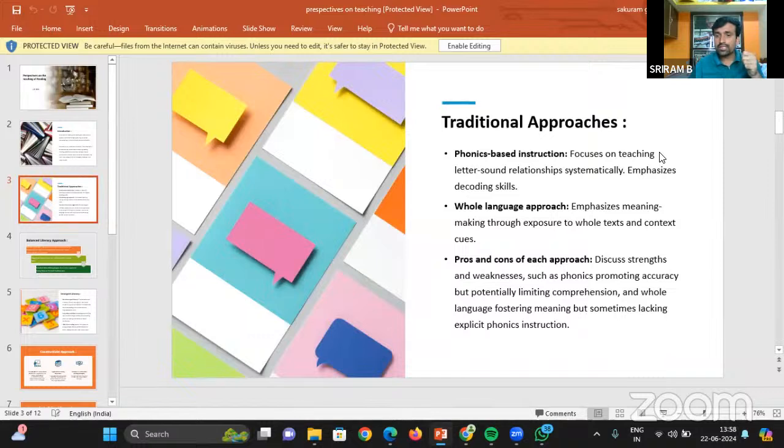Okay. So, focus on teaching. See, if I go in this way, it takes a lot of time, so I'll just quickly go through. Focus on teaching letter sound. Here, phonics-based instruction is based on the letter-sound relationship, systematically emphasizing decoding skills. What is decoding and encoding? Please tell me. Decoding and encoding. And who is the speaker and who is the receiver? Give the example of the current example which is happening with us.